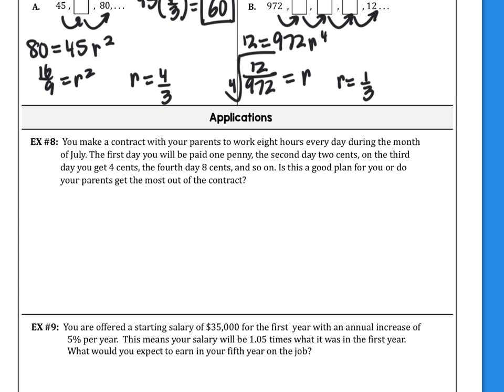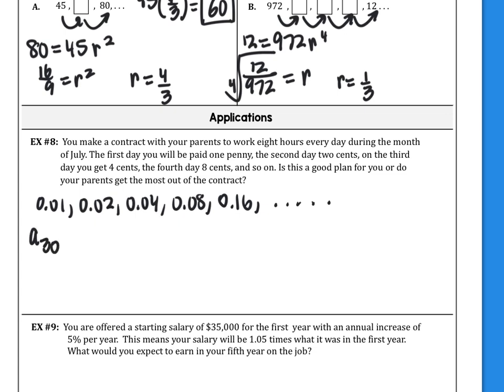So that means the first day, we have a penny, so 0.01. Second day, 0.02. Third day, 0.04. Then it's 0.08, and so forth. Every time it's doubling, okay? So that means, let's see, what would the last term be? So let's say it's 30 days. It's 30 days in July? I don't know. It might be. The 30th day at the end of the month, if we start with a penny, then it would be times r, which is doubling it, r is 2, to the 29th power. All right, let's see what that comes up to be.